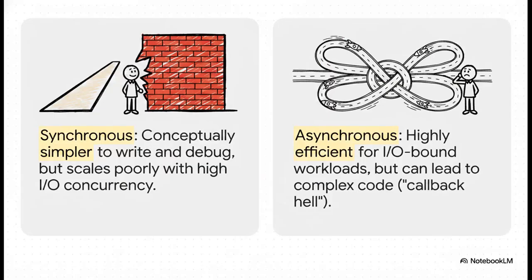So which one's better? Well, like everything in engineering, it's a trade-off. The synchronous thread pool model is way simpler to think about. The code reads from top to bottom, it's easier to debug, but it just hits a performance wall when you have a lot of I/O. The async model, on the other hand, is ridiculously efficient for those I/O heavy jobs. But it can make your code harder to follow. You might have heard the term callback hell.